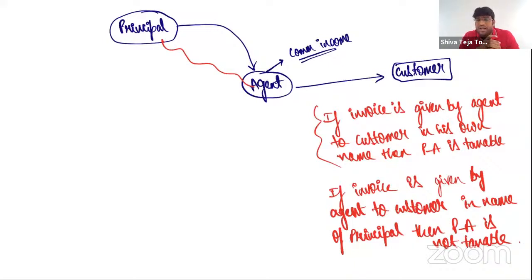Yeah, one more question. Sir, can you say what is del creditor agent? Same concept, but del credere agent is somebody who will undertake the responsibility of recovering money from the customer, for which he gets extra commission. That's called del credere commission. You would have learned that in accounts.